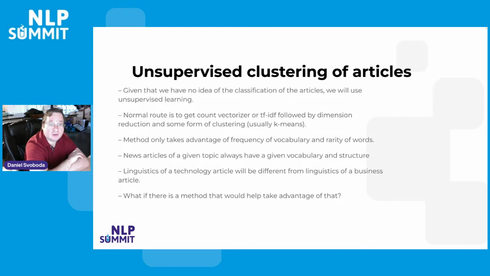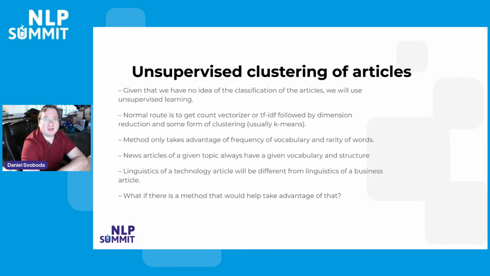News articles are always rich in linguistic structure and vocabulary. Linguistics is now a state-of-the-art field that's been built off with NLP and has formed a feedback loop. We do know that, let's say, the linguistics of a technology article will be much different from the linguistics of a business article. So, is there a method that would help take advantage of the linguistics in order to get a more linguistics-rich type of clustering?